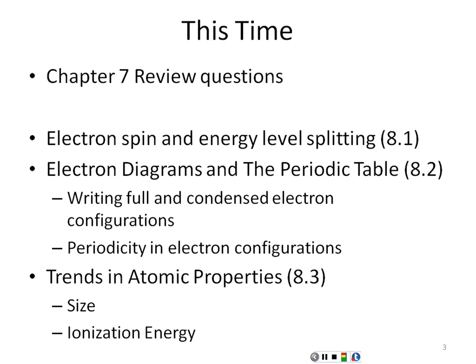So this time we're going to start out with a few short review questions over Chapter 7 material, and then we're going to continue on to Chapter 8. Section 8.1, we're going to talk about electron spin and energy level splitting. Section 8.2 covers electron diagrams and the periodic table. And finally, Section 8.3, we're going to talk about trends and atomic properties. Two important trends we're going to talk about are size and ionization energy.